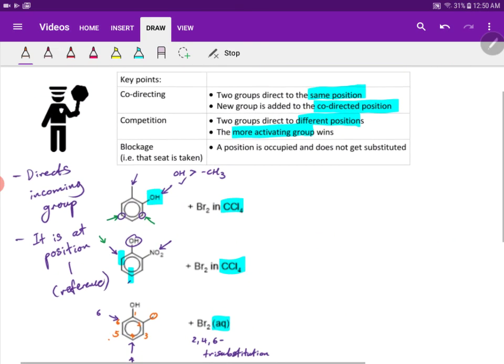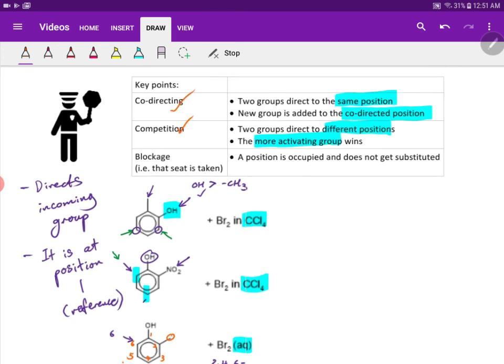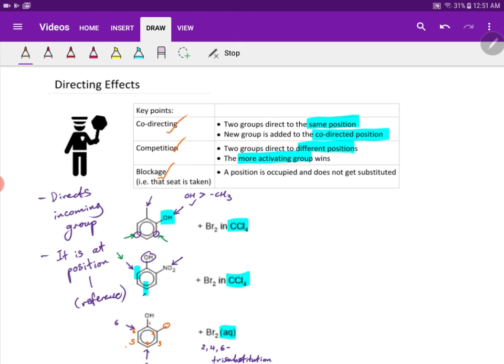So these are the three different points for our directing effect, so just take note of them. I'm going to repeat this again. We have our co-directing effect where two different groups direct to the same position, so the new group is added to the co-directed position. We have competition, where two different groups direct to different positions, and so the more activating group will win. It's the more dominating one, it will give you the major product. And lastly, blockage prevents the substitution reaction from occurring at that position. So this is a summary of the directing effects for the electrophilic substitution mechanism.